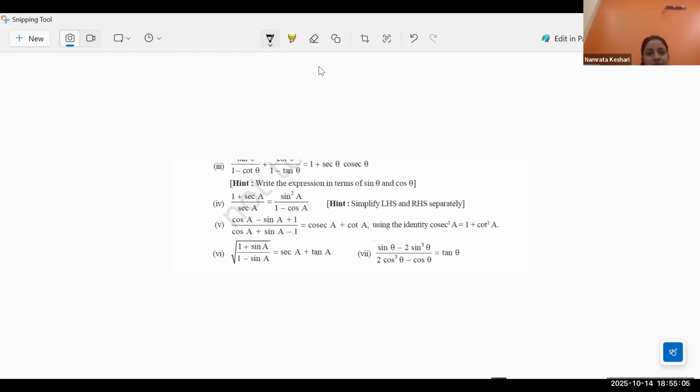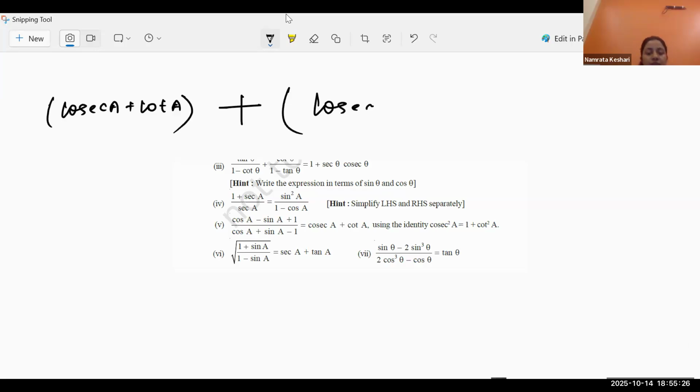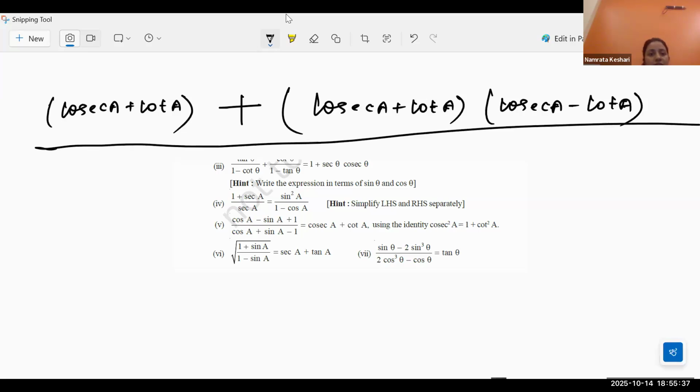Wait. So we were having, just a moment, it all got deleted. We were having cosec A plus cot A, plus cosec A plus cot A in one bracket and cosec A minus cot A in another bracket. And in the denominator we were having the denominator which we have obtained, that was cot A plus 1 minus cosec A. Yes or no?